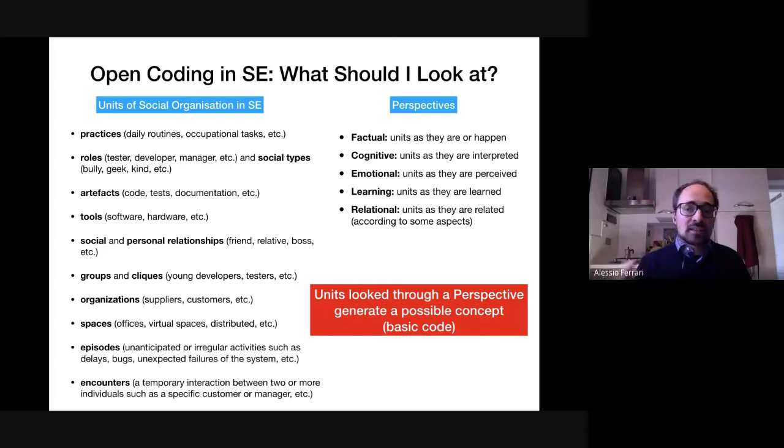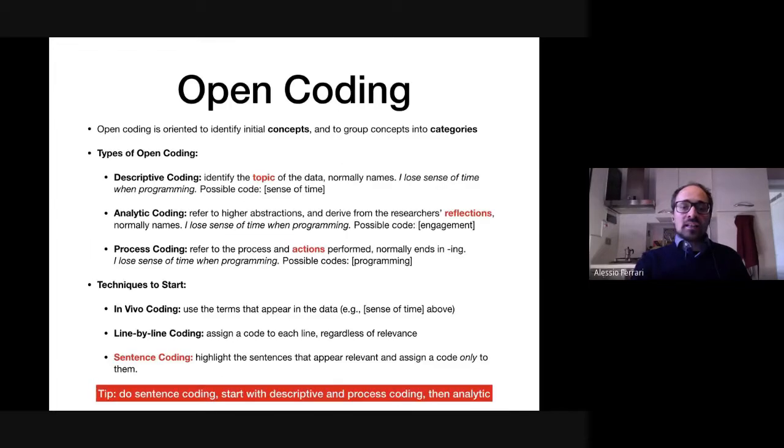So units as they are related to each other: the relation between artifacts and tools, the relationship between people or roles and a certain practice. So units, looked at through a perspective, generate a possible concept, which is a basic code. A possible concept from an analytic point of view. Analytics, let's remember, are more related to the reflections.